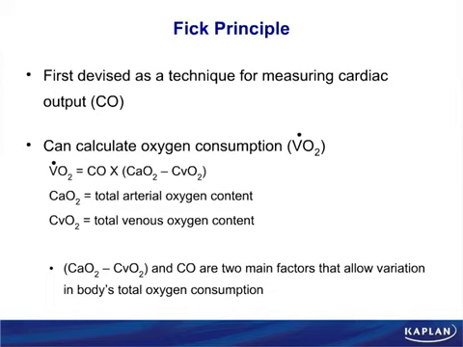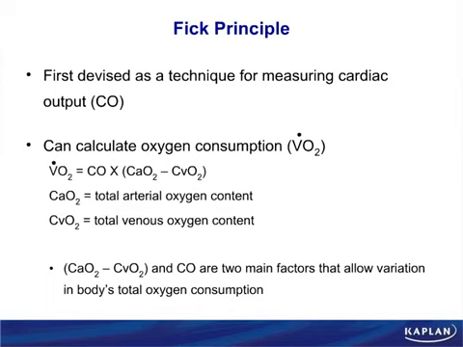Again, that's C for content, small a for arterial, so that's arterial oxygen content. And the small v is for venous, again C is for content, so that's total oxygen content on the venous side, which we would measure in the pulmonary artery. So by rearranging the equation, we can calculate an oxygen consumption for the entire body.